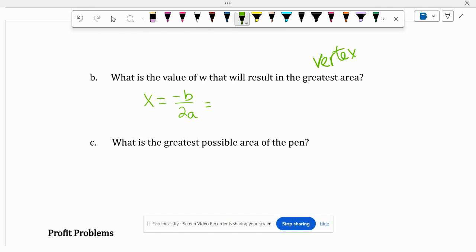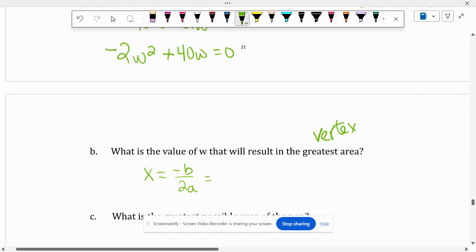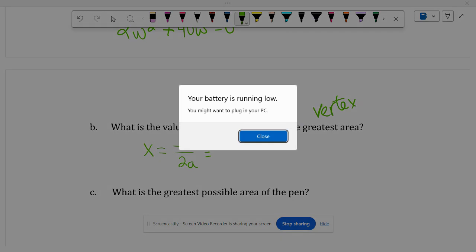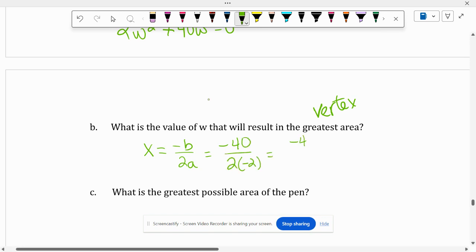B is 40. So the opposite of that is negative 40 over 2 times A. So negative 40 over 2 times negative 2. So it's negative 40 over negative 4, which equals 10. My width is 10.